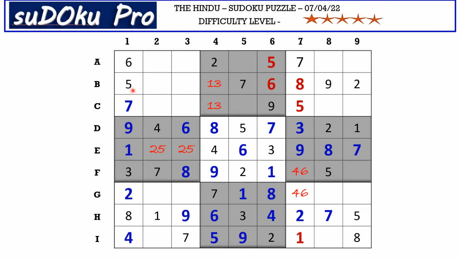In B row, there are only 3 empty cells. Okay, so we miss 1, 3 and 4 here. You have 1 and 4 blocking the cell. So B2 takes 3. So that means B4 becomes 1 and B3 takes 4. C4 is now 3.